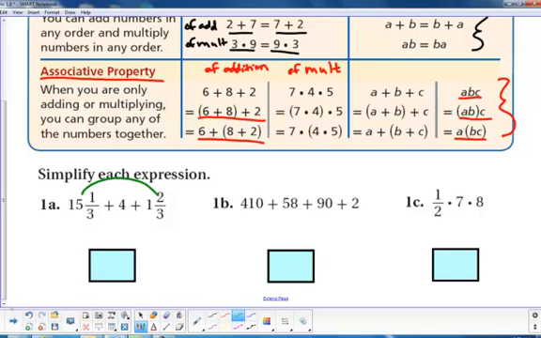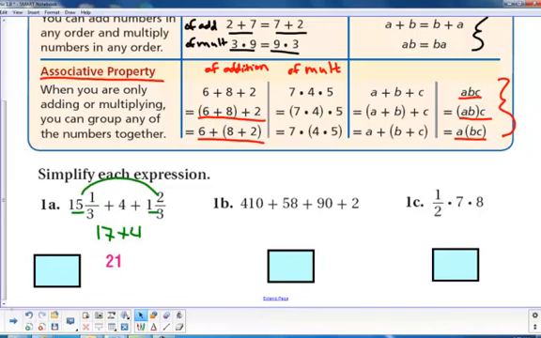So, since it's easiest to group together different things, we should group these two things together first. 15 1/3 plus 1 2/3 is 17. 15 plus 1 is 16, and the fractions make another 1. Then if you do 17 plus 4, you'll get the answer as 21.